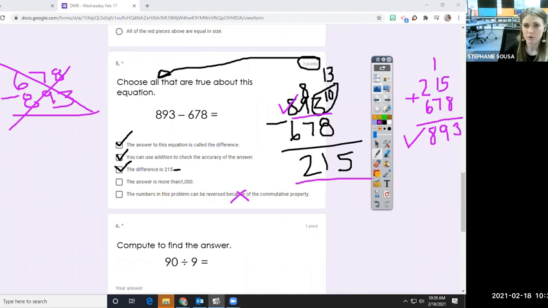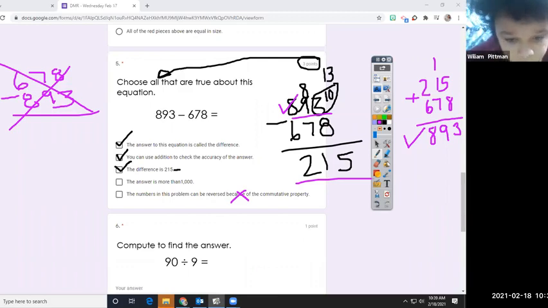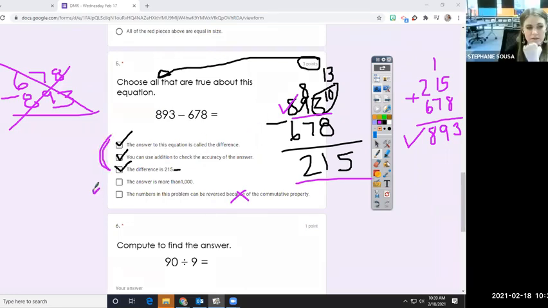Okay, William, a question. It's not a question, but the fourth answer would be correct because it only says 3 points, and 893 is the main number. 1,000 is more than 893. So when I know that these 3 are correct, I'm just checking to see if these others are correct or not, because I know I already have 3. Great point.